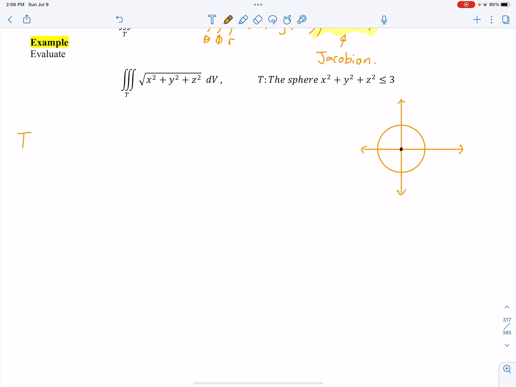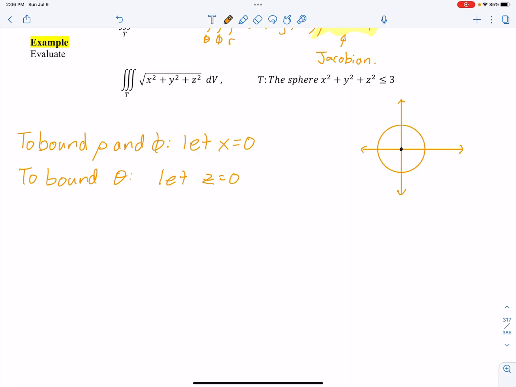Here are our notes. To bound rho and phi, we're going to project this. We're going to let x equal 0. That projects it onto the YZ plane, right? The other one, to bound theta, let z equal 0. That's going to project it onto the xy plane. All right, so let's do it a few times.